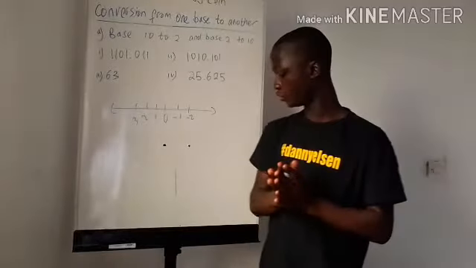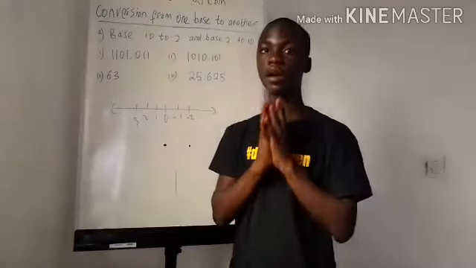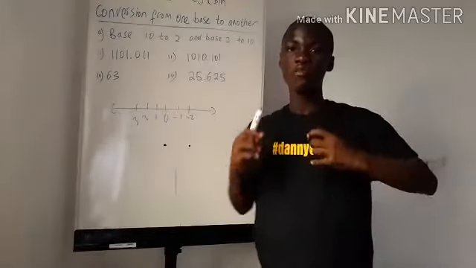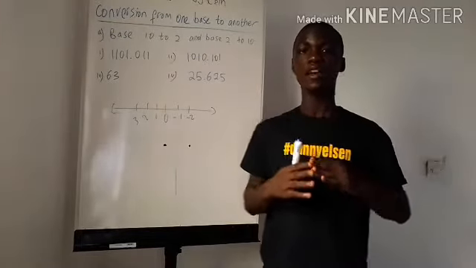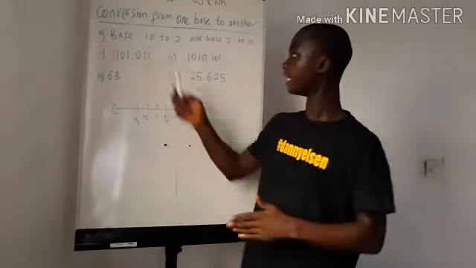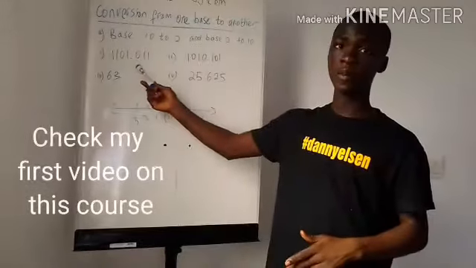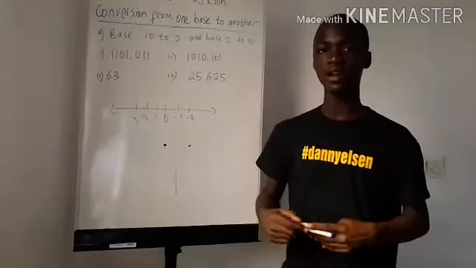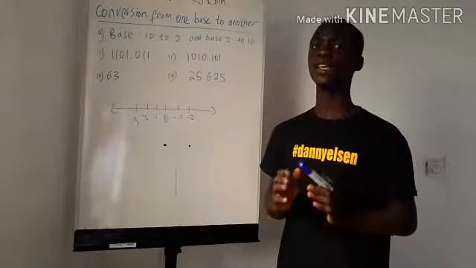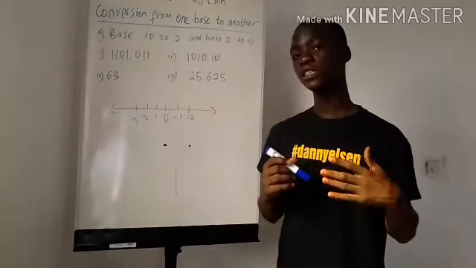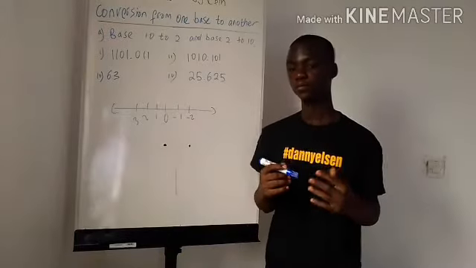In the previous video, I gave you some basic concept on how you can convert from base 2 to base 10. But now, what if we had a decimal number? How do you deal with this decimal number? This is the main problem I would like to tackle here. And also, if in base 10 you have a decimal number, how do you convert it to base 2?